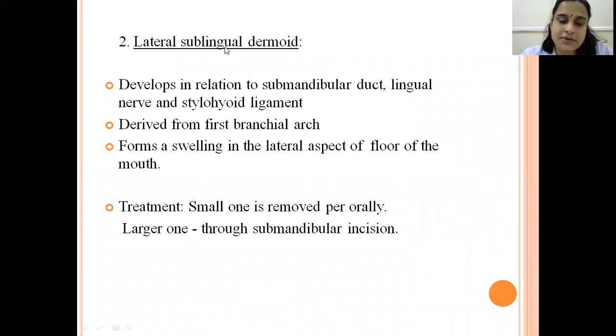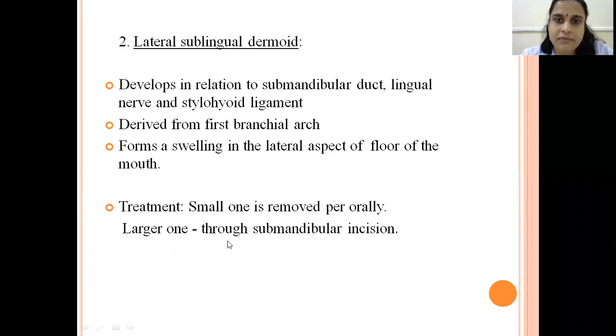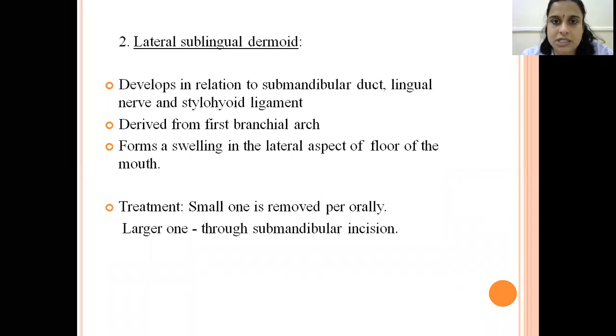Now, the lateral sublingual dermoid on either side, as the name suggests, develops in relation to the submandibular duct from the first branchial arch, in relation to the lingual nerve and the stylohyoid ligament. It forms a swelling in the lateral aspect of the floor of the mouth. It is usually a smaller swelling, and it could be removed perorally with an incision on the swelling intraorally. But if it is a large one, then we have to give an incision on the neck in the submandibular region on whichever side it is present. These lateral sublingual dermoids are quite rare in occurrence.